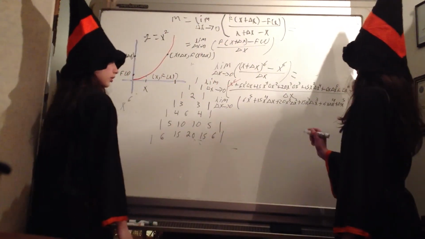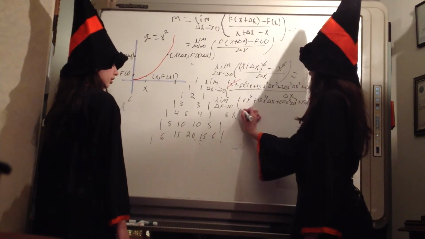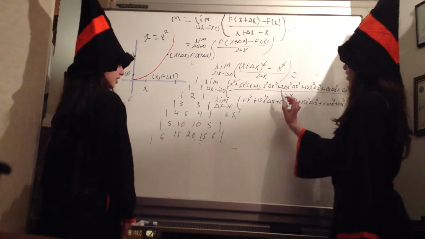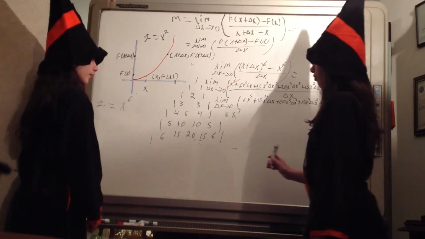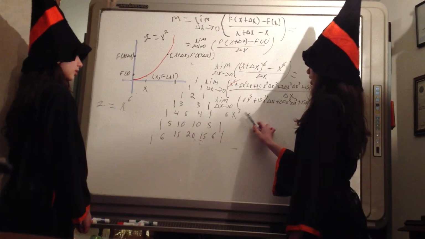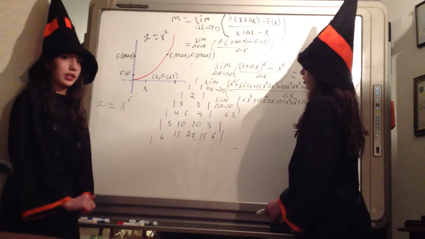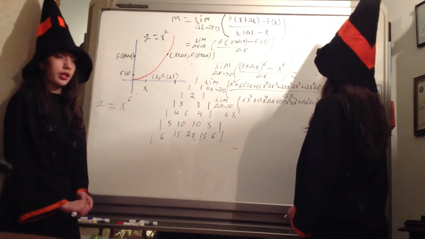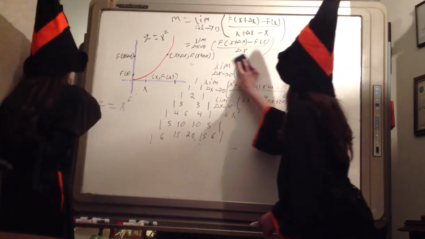And so if we take the limit, we have 6x to the 5 because all this becomes 0. And so the slope at any point of the graph y equals x to the 6 is 6x to the 5. And if we want to know the slope of the tangent when x is equal to 1, it is 1 to the 5th, which is 1, times 6 is 6.